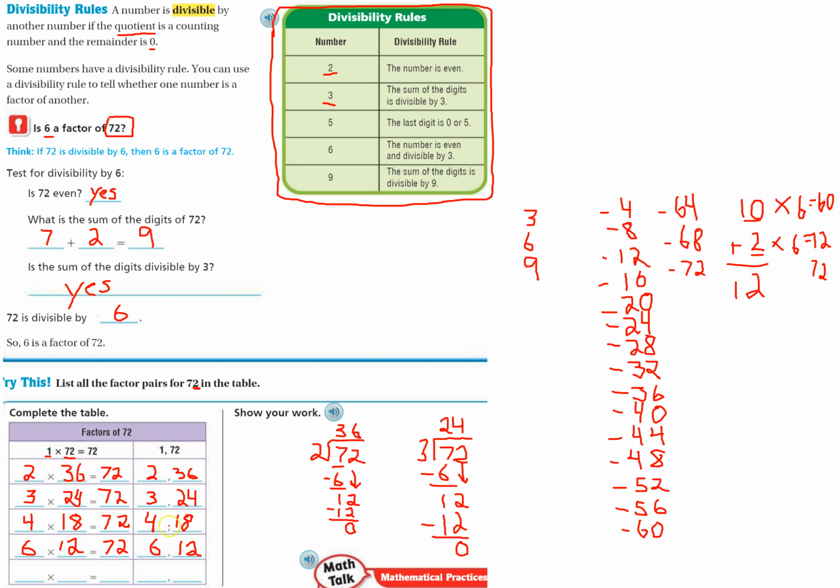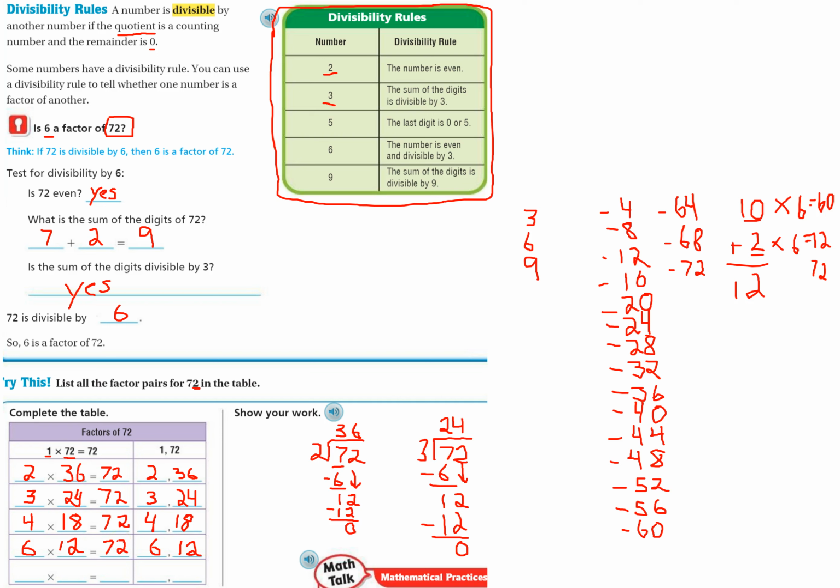Okay. What about 7? Will 7 work? Well, if we're not sure, count by 7s. Now, I can jump count. 7 times 10 is 70. And if I had another 7, that would be 77. So nope, 7's not going to work.